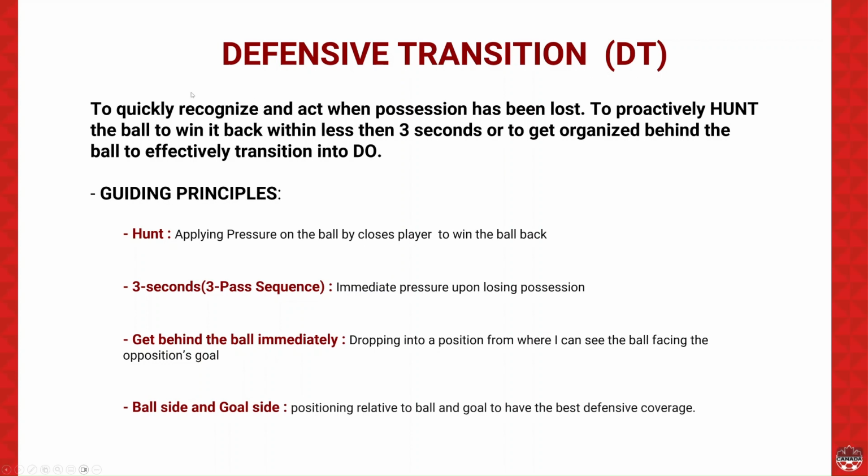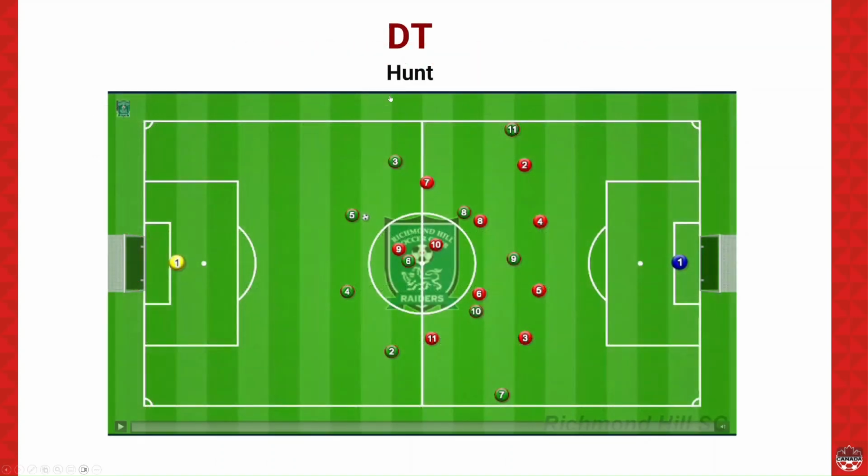We just lost the ball, to quickly recognize and act when possession has been lost, to proactively hunt the ball to win it back within less than 3 seconds or 3 passes, or to get organized behind the ball to effectively transition into DO. The guiding principles are hunt, 3 seconds or 3 pass sequence, get behind the ball immediately, and last but not least, ball side and goal side. Again, strategy for hunt.